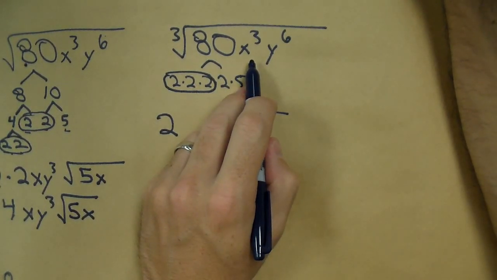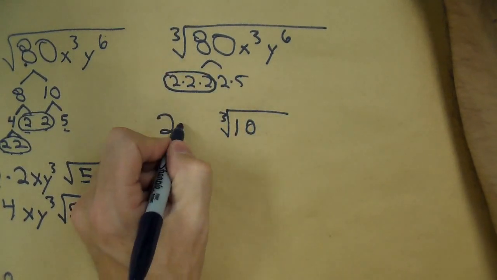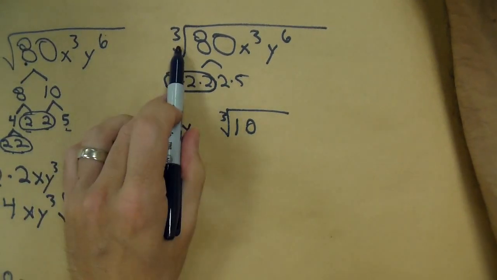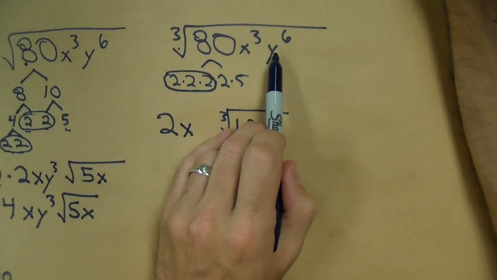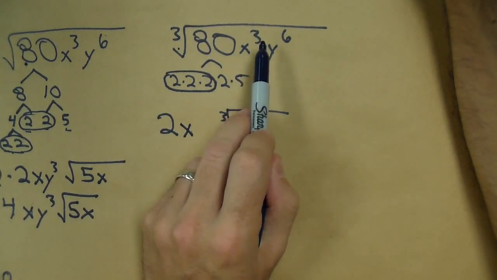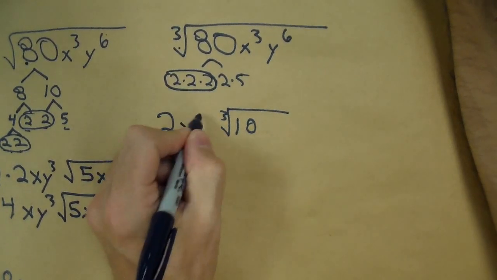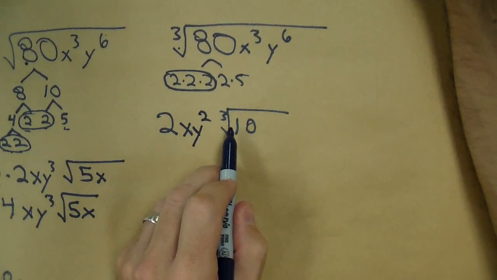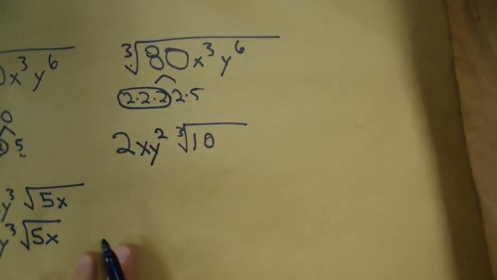I have an x to the third. Well, I need 3 of them together to punch their ticket to bring it out. I have 3, so that makes it just an x on the outside. It's really how many sets you have to meet that. Y to the 6th, how many sets of 3 do I have? I have 2, exactly, so y squared comes out. So that's 2x y squared times the cube root of 10.